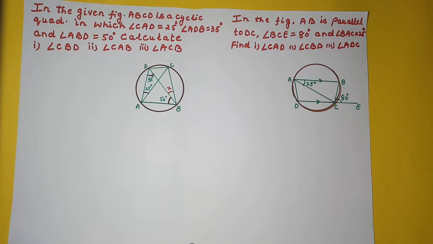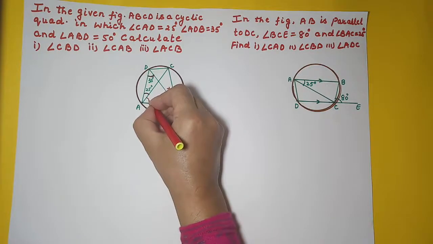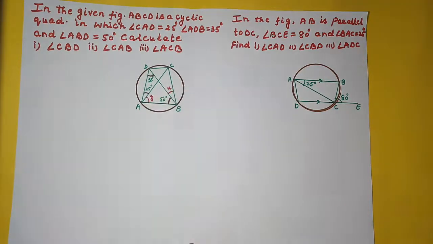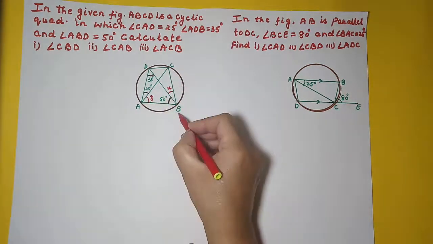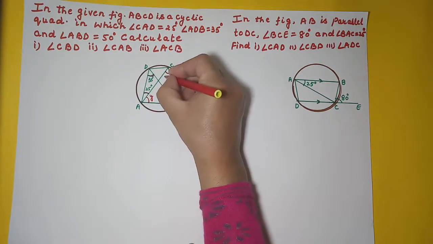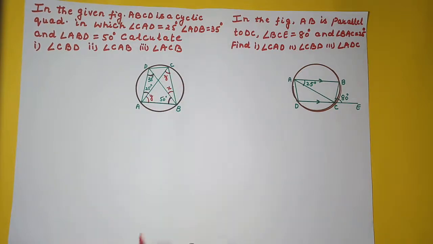Angle CAB. CAB. Let's name this angle as Y. And ACB. ACB, right? That's this angle. Let this be Z. So we have named this. Now it will be easy for us to identify this. Let's first find out how we can find these angles.